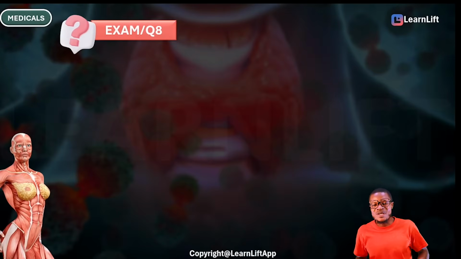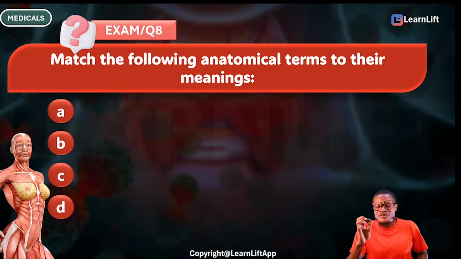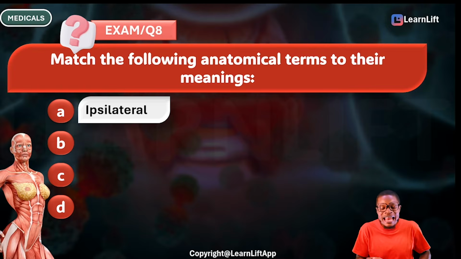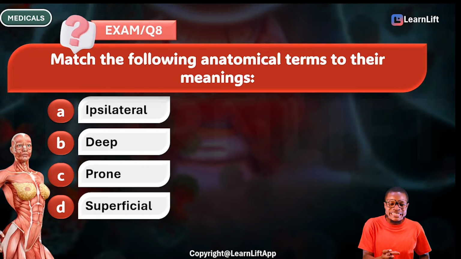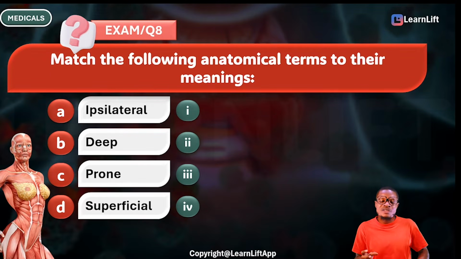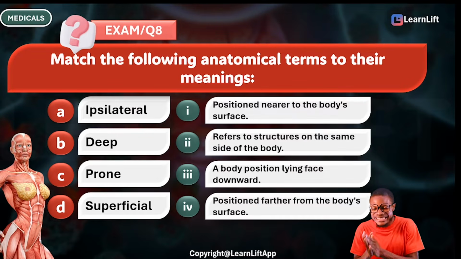Look at the next question here, question 8. In question 8, we're given this beautiful question. Match the following anatomical terms to their meaning. Option A says ipsilateral. Option B says deep. Option C says prone. Option D says superficial. Match them with their meaning, and we're given 4 options there, of course, 1, 2, 3, 4. Let's go so that we can see what we are going to match with each other.